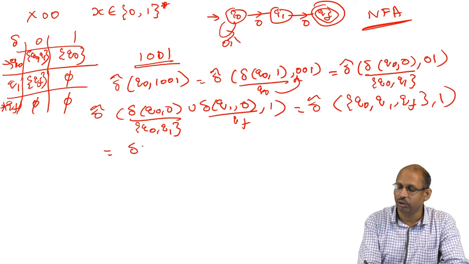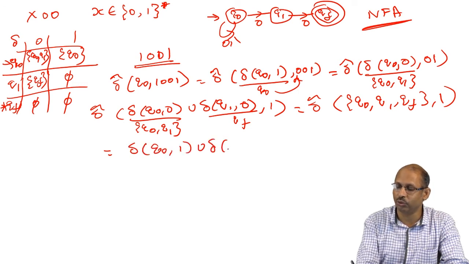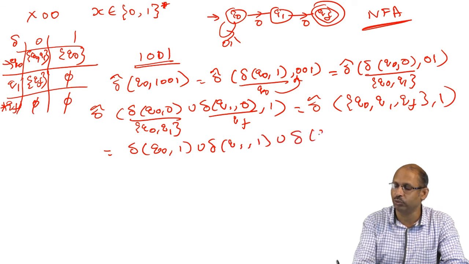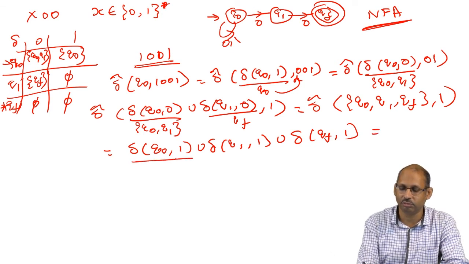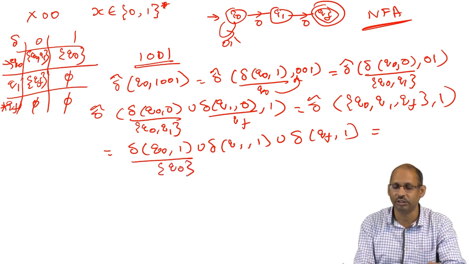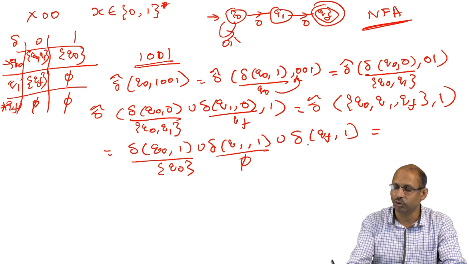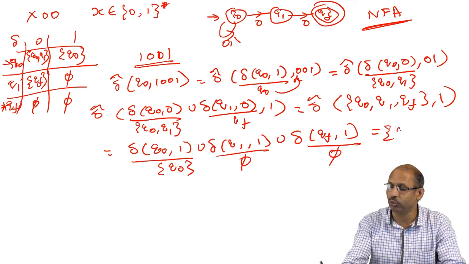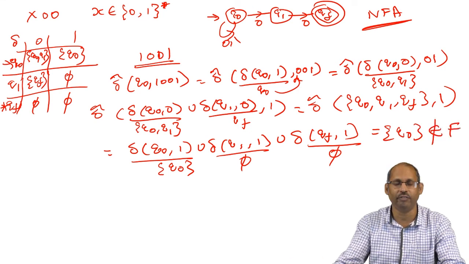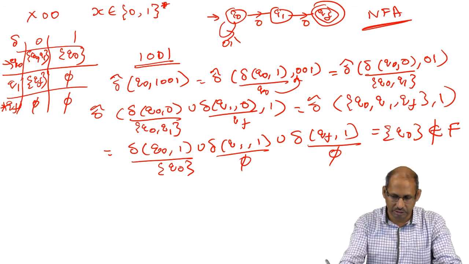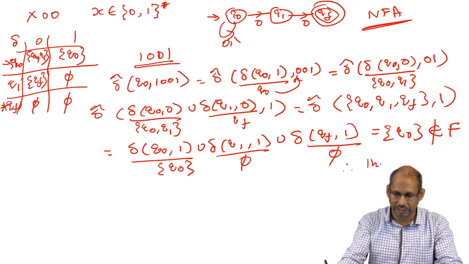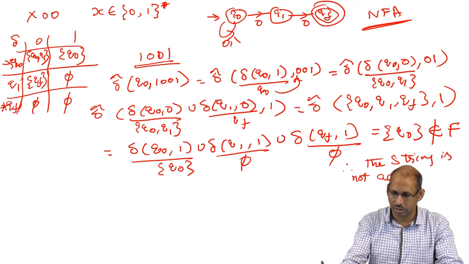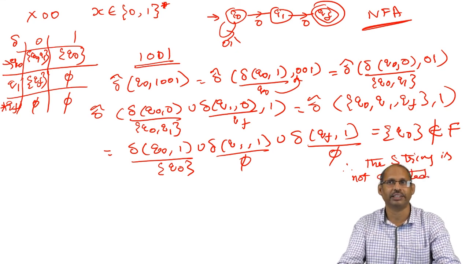Now tell me, Q0 on 1 union with Q1 on 1 union with QF on 1. What is the final result we are getting? Q0 on 1 is Q0 only. Q1 on 1 is phi. QF on 1 is phi. So finally we are getting Q0 only, which doesn't belong to the set of final states. So the string is not accepted.